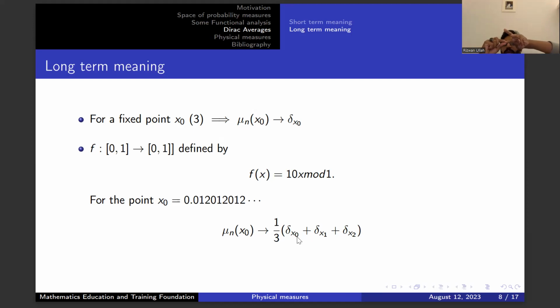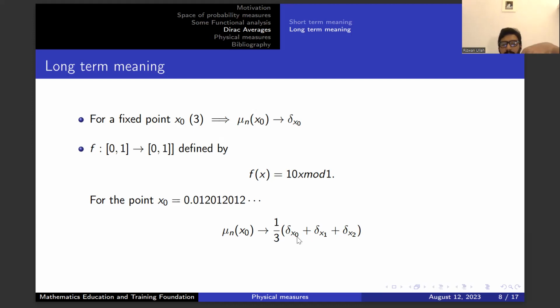And what is the orbit doing? From x naught to x1, from x1 to x2, and from x2 to x naught again, traveling in the same way and spending an equal amount of time at each of these points. And this is what the limit of the Dirac average is also telling us, that throughout the whole journey, the orbit spends 1/3 proportion of the time at the point x naught, 1/3 at the point x1, 1/3 at x2.